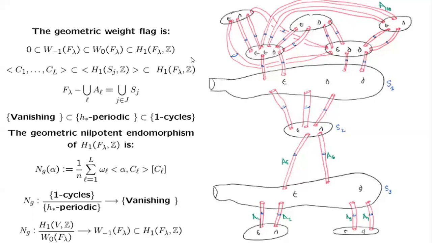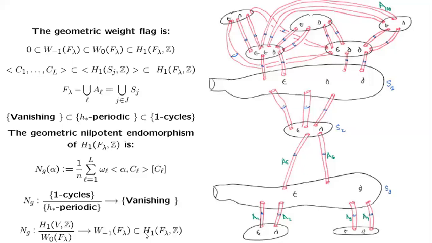So the monodromy map has a part which is the module generated by the H1s of the subsurfaces. But since each subsurface is periodic, this part of the homology will be a periodic part of the homology under the monodromy map. So if we take the quotient of the one-cycles over the periodic ones, we obtain a map which has values in this H1 of the vanishing.